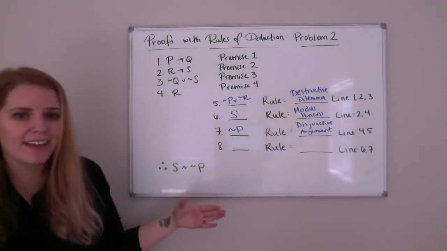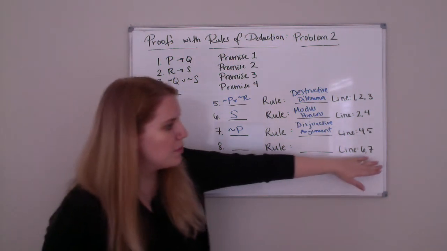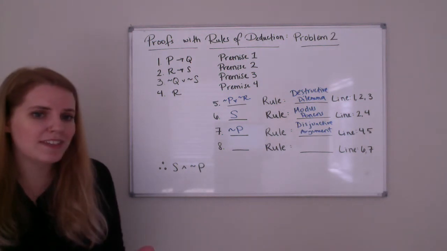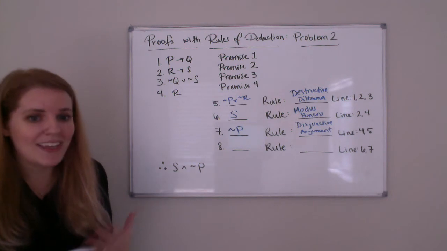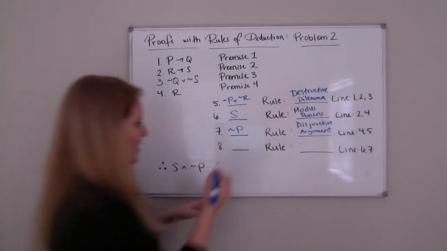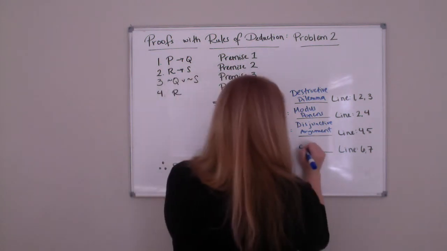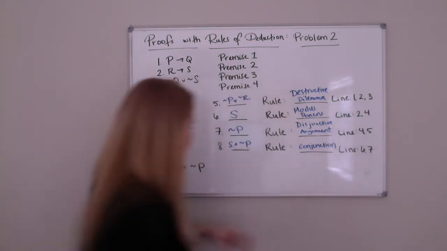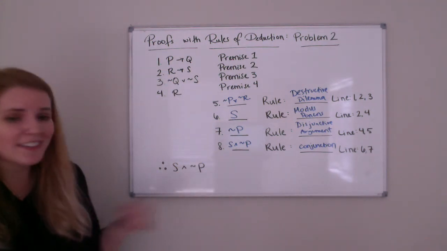Okay, moving on to our last line, line 8. We don't know what our claim is, we don't know what the rule is, but we do know we're going to use lines 6 and 7. So what can we deduce from the information we have in lines 6 and 7? We can get S and not P using conjunction. And here we have S and not P. That's our conclusion, so we're done.